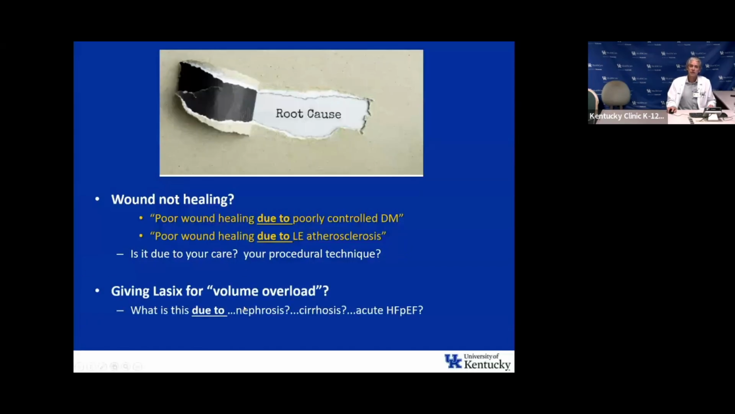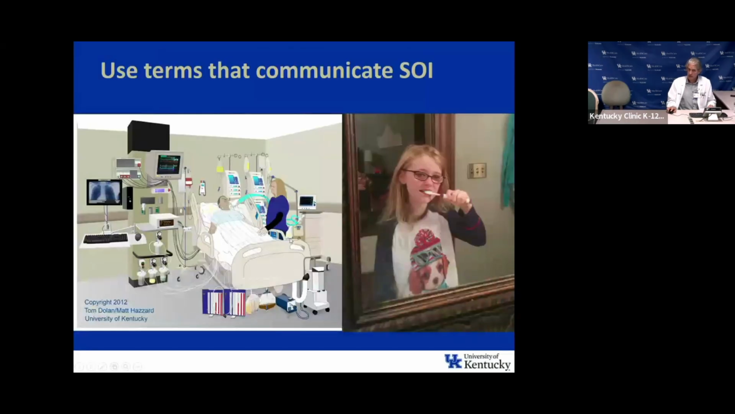You see this a lot. Make sure you state what's causing the volume overload. Get the etiology in there. I see a lot more cirrhosis than I do nephrosis or CHF. Both these people are bacteremic. Bacteremia means very, very little.